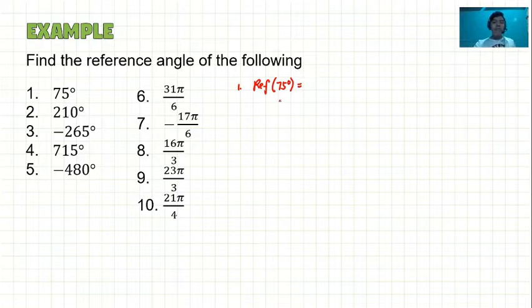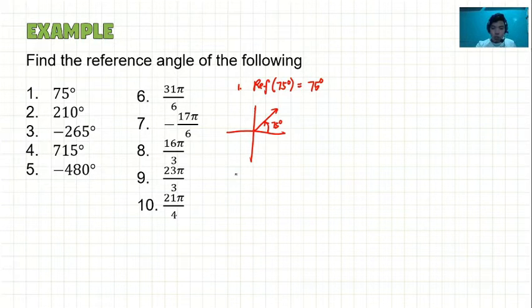Now take note, 75 degrees is at quadrant 1, right? So 75 degrees is somewhere here. So this is 75 degrees. And that is already an angle between 0 to 360. So yung coterminal niya between 0 to 360 is itself, right? So the reference angle now of 75 degrees, since it is at quadrant 1, okay? So that is the coterminal between 0 to 360, which is itself. Therefore, the reference angle of 75 degrees is still 75 degrees. Okay, so that is for number 1.